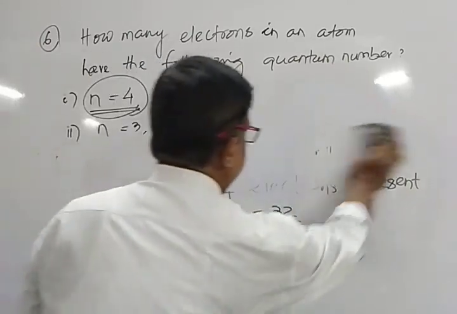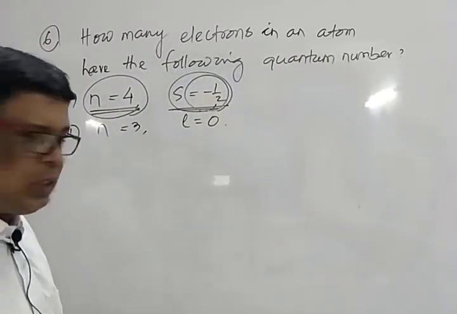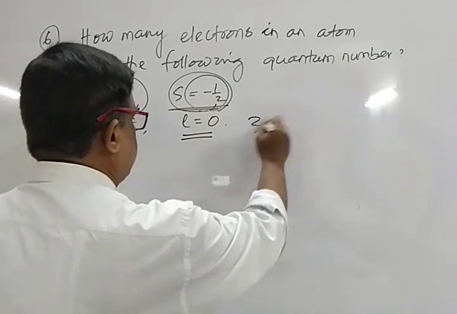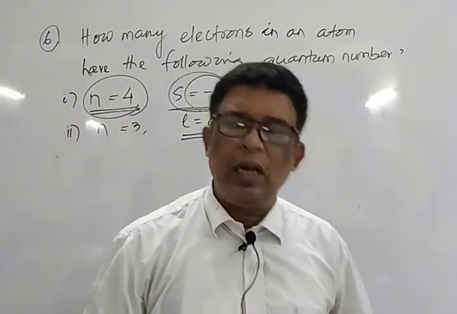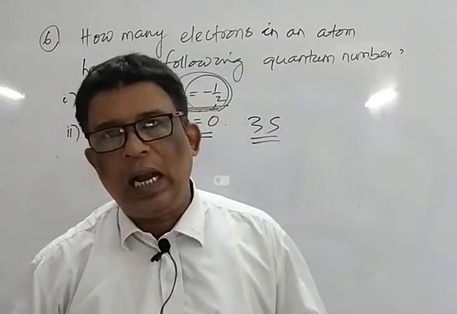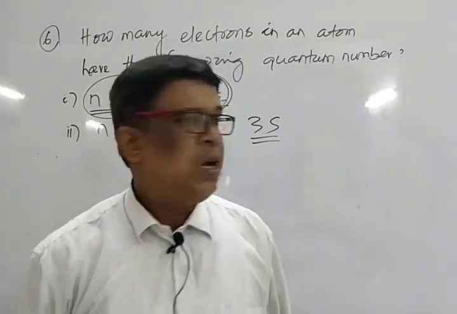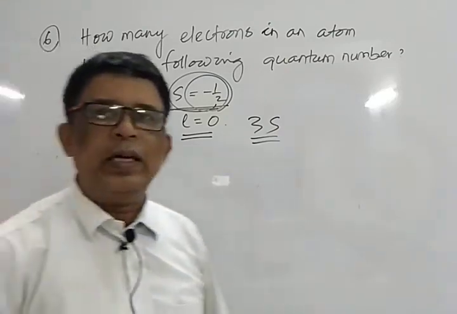Mark the second one. Principal quantum number is 3, and azimuthal is 0, means 3s. Mark that. In the 3s subshell, in the 3s orbital, how many maximum electrons are there? 2. So the maximum number of electrons present for the following quantum numbers is 2.